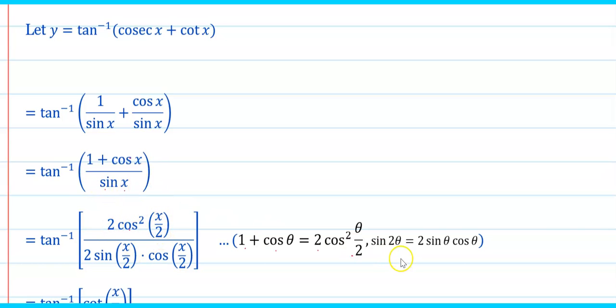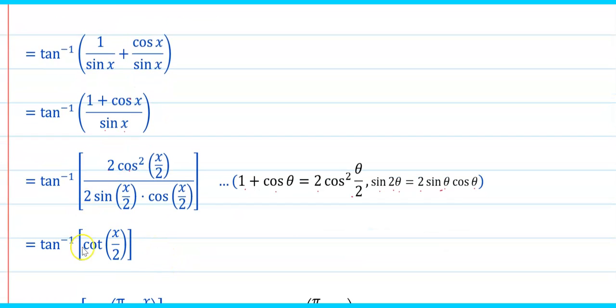Again, sin x means 2 sin of x by 2 into cos of x by 2, by using the formula sin of 2 times theta is 2 sin theta into cos theta. That means this angle divided by 2, so here x becomes x by 2. Again, one cos will get cancelled and 2 will get cancelled. Cos of x by 2 upon sin of x by 2, you will get cot of x by 2.